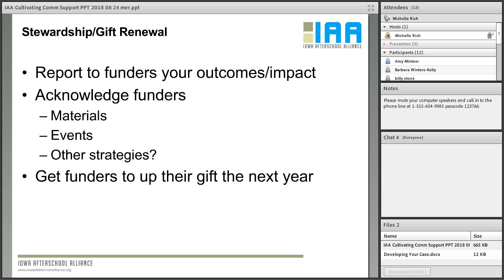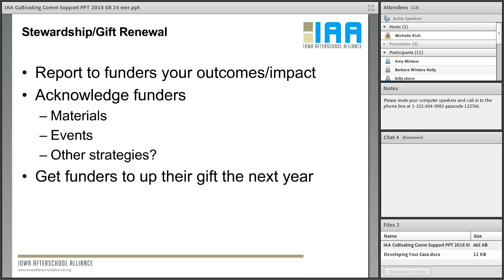The final component in that cycle of fundraising, the fundraising strategy, is stewardship and gift renewal. Stewardship is a word that I didn't quite know before this training, and it really means to be a good investment, really. So what are parts of that? The first is to be sure that funders really see the impact of their dollars or their time and services. That could be volunteers, it could be individual donors, major donors. Everyone that gives you a gift of something should get information on your impact.